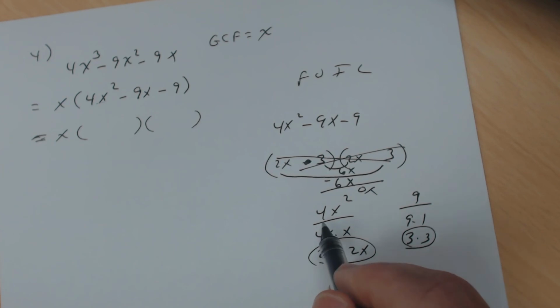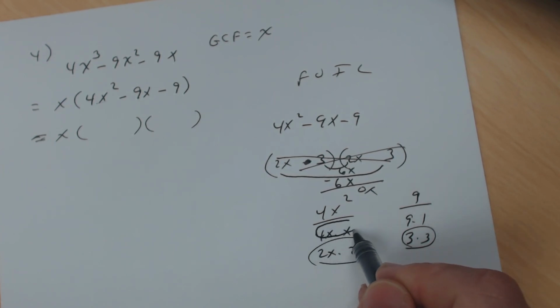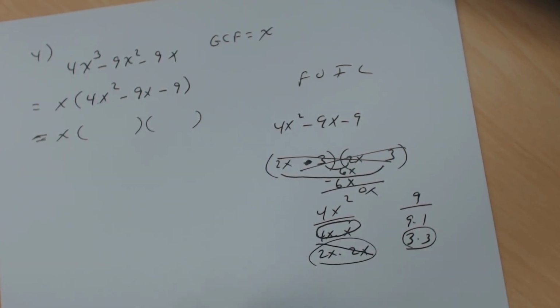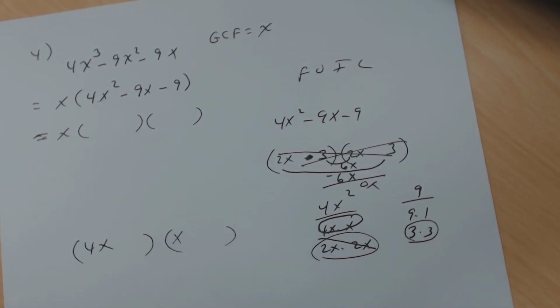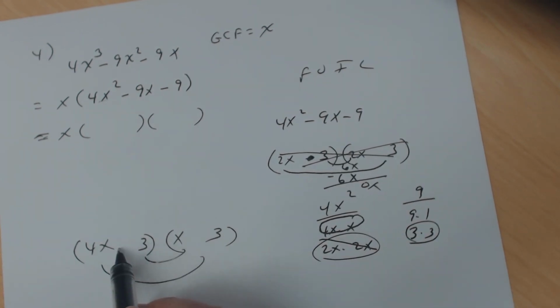So instead of using 2x and 2x, let's use 4x and x. I'm not going to use that any further. I'm still going to keep 3 and 3, so let's see what happens. So let's put 3 here, and hopefully we'll get something that's going to work. But remember, the last sign is negative, so that means that one's going to be positive, one's going to be negative. Either this operation will be a plus, or this can be a subtraction.